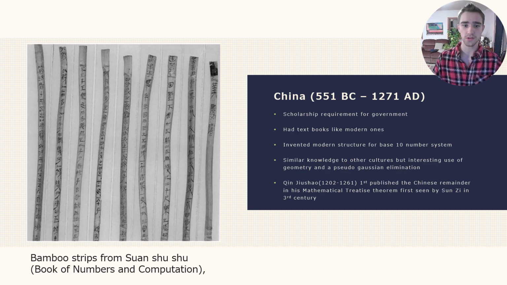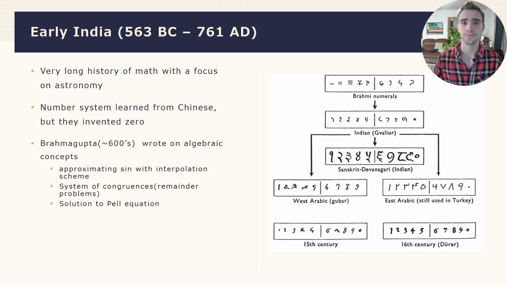and synthetic division. The standout scholar of the era was Qin Xiaoshao, who first published the general method for solving systems of linear congruences in his mathematical treatise in 9 sections. This is the famous Chinese remainder theorem, which used a more advanced version of Euclid's algorithm. The Chinese remainder theorem was first seen by Sun Zi in the 3rd century.